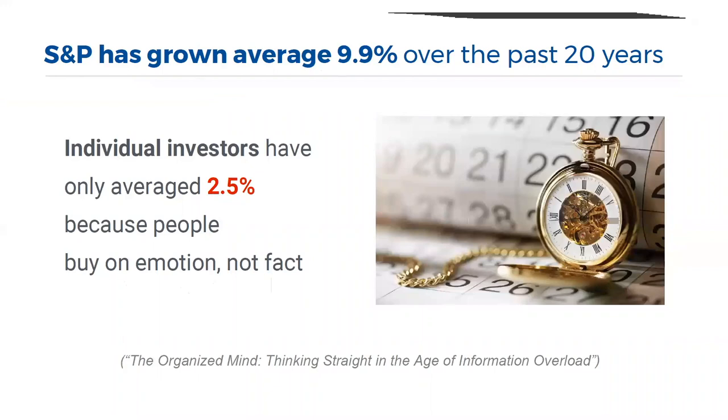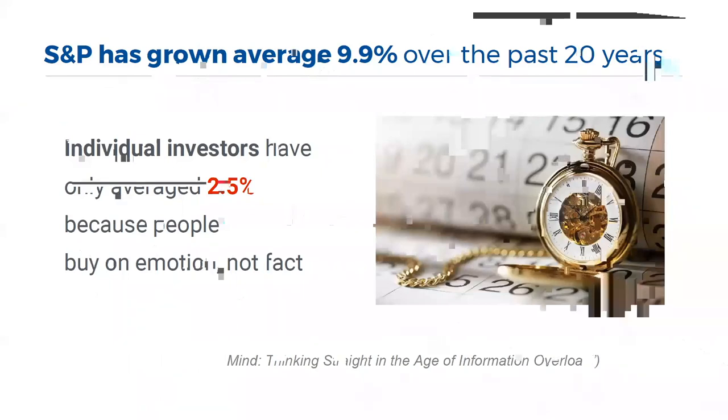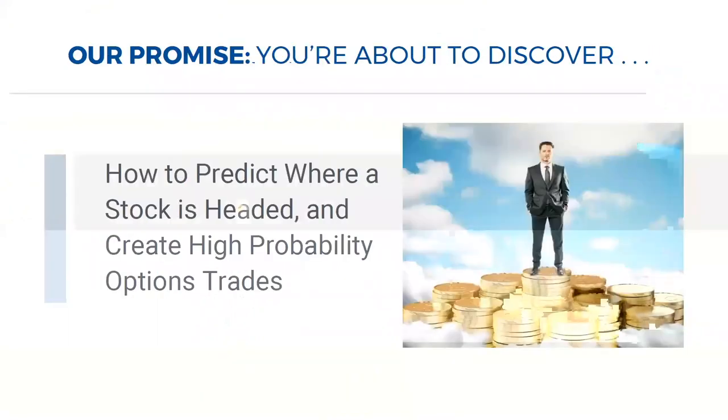So the challenge is how to predict where a stock is headed, how to take the emotion out of that decision and know when to buy and sell. And I think these are the two biggest challenges that investors face today: really identifying where that stock is headed, up or down, and timing. When do I buy and when do I sell? So that's what Josh and I are going to be covering today.